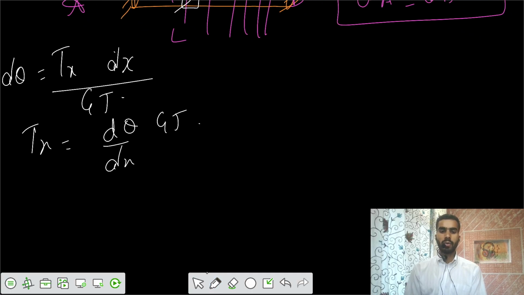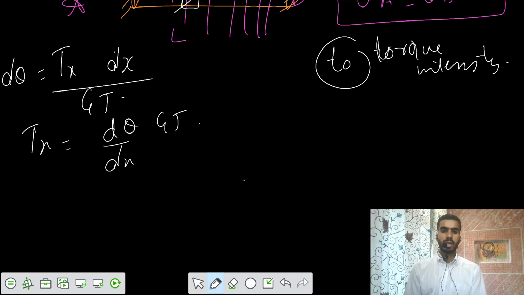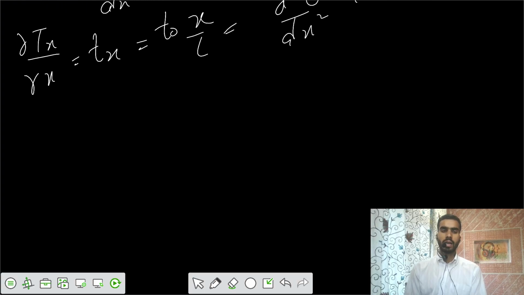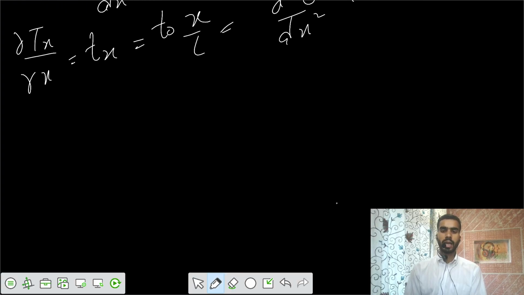Then I want to convert it in terms of that intensity, torque intensity. So based on that, I would say that ∂Tx/∂x equals T0 x by L, that is ∂²θ/∂x² GJ. So I got this equation. Now I got Tx as a function of small tx. So I'm going to integrate it again.